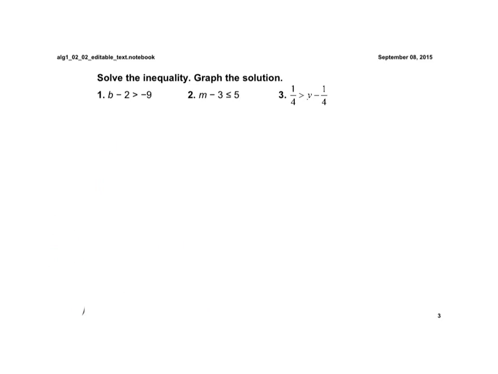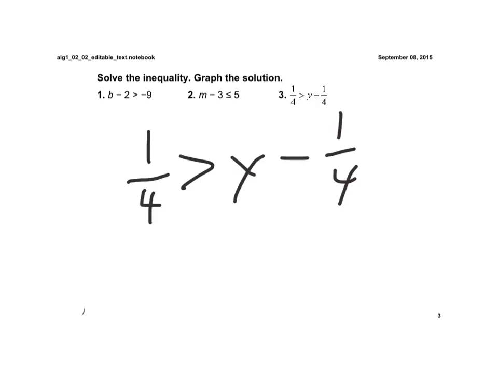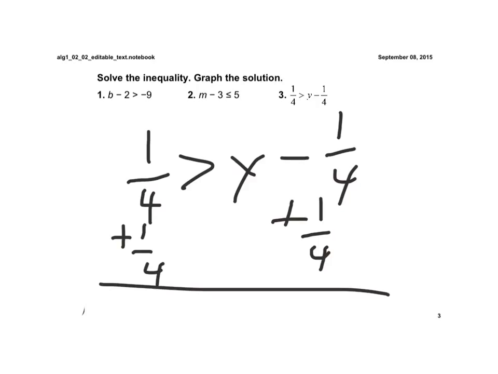Now if we look at number 3, we have 1/4 is greater than y minus 1/4. And so to get the y by itself, I have to add 1/4 to each side. So I'm going to add 1/4 to each side. The good news is these all already have a common denominator. 1/4 plus 1/4 is 2/4, which is greater than y. And I like to reduce the 2/4 to 1/2.